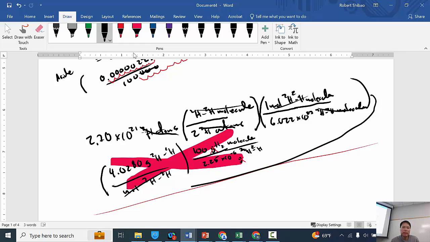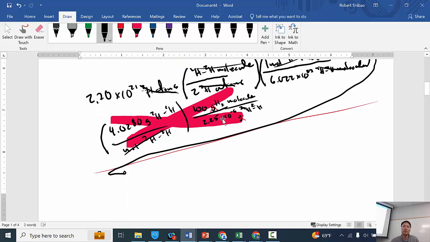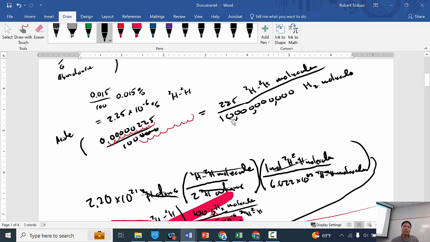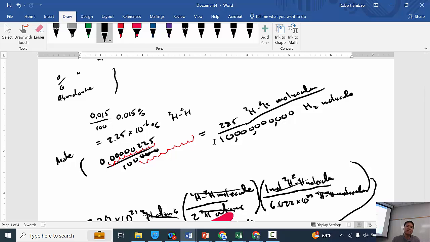The different path from here would be, we have a conversion factor here that gets rid of moles of hydrogen molecules. And what is that conversion factor? That conversion factor is you have to know all the units for this percentage. And so let me write them here. This is going to be percent, and so this is going to be percent by molecule. And so this would be molecules of deuterated hydrogen per 100 molecules of hydrogen.